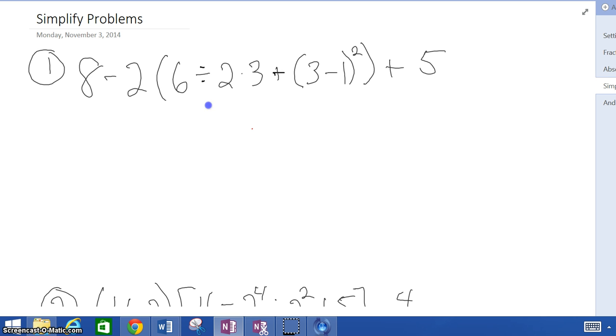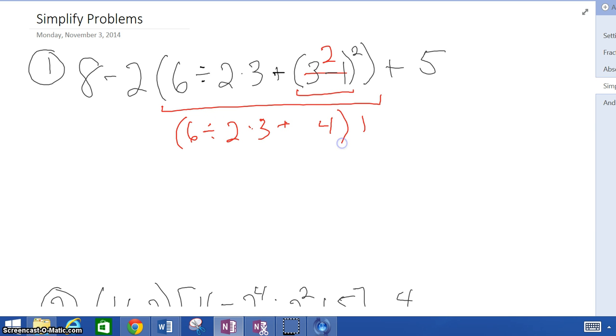We've got two sets of parentheses even. So, we're starting on the innermost parentheses, not this set, but this set. 3 minus 1 is 2. 2 squared is then 4. So I did a couple of steps there without really showing my work, but I think you guys are able to handle that at this point.